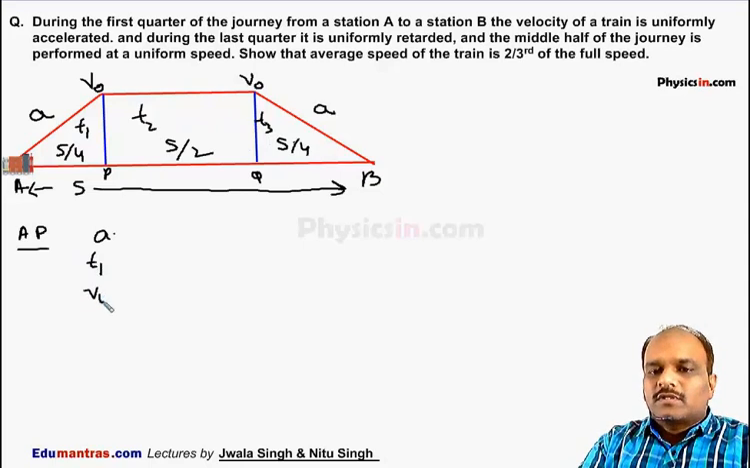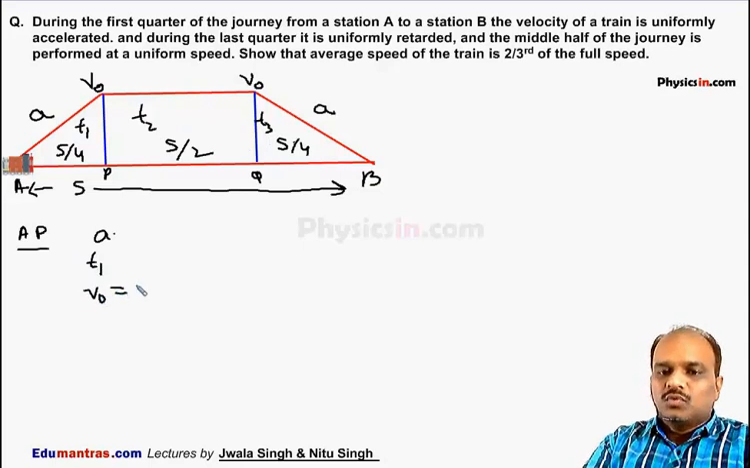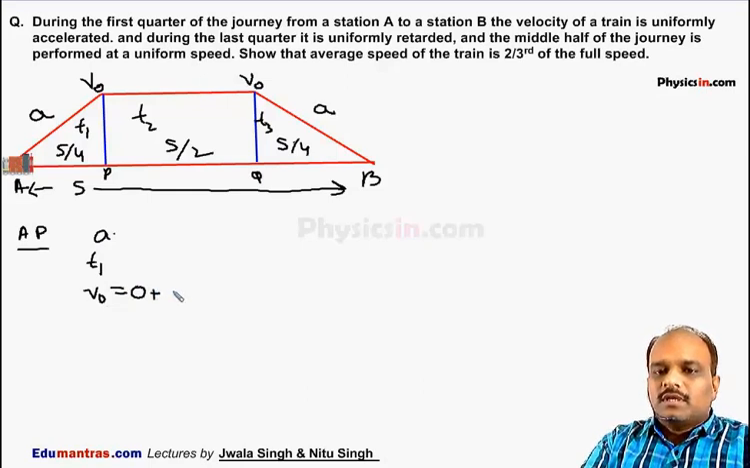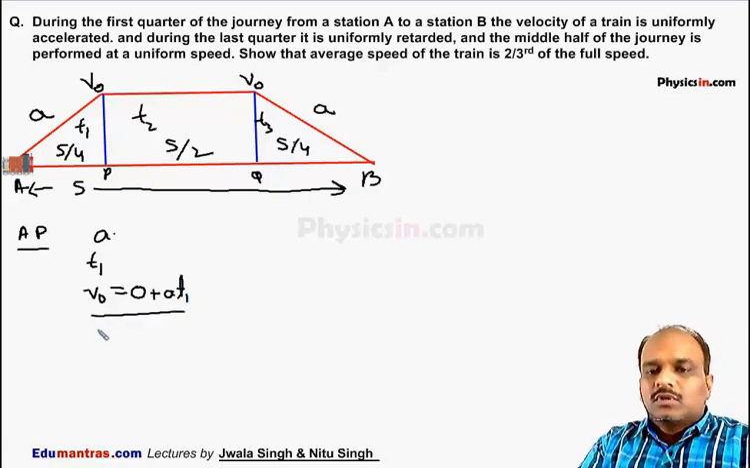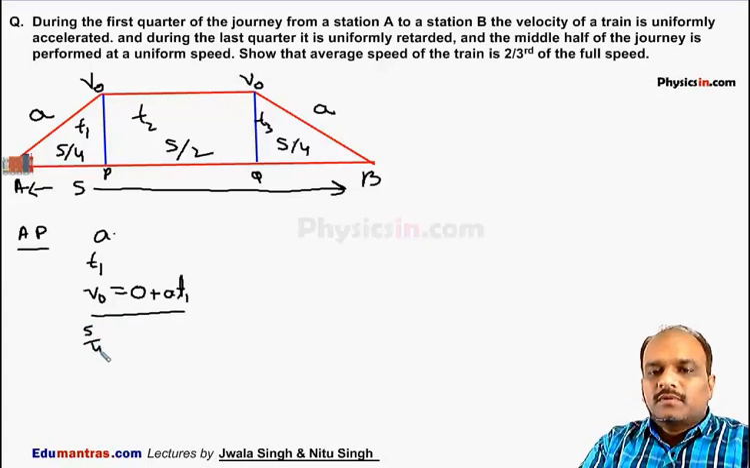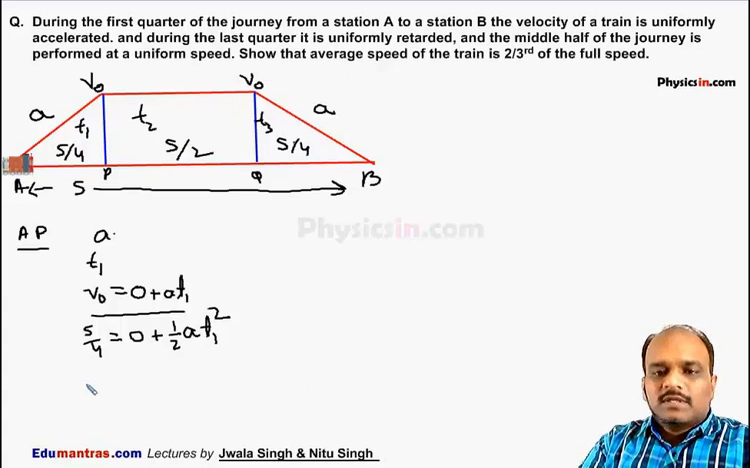So the final velocity is V0. We can say V0 is equal to U, which is 0 since it starts from rest, plus A T1. This is the first expression. Also, S by 4 is equal to UT, which is 0, plus half A T1 square. Now from here, these two will cancel out, and we get T1 is equal to root over S by 2A.